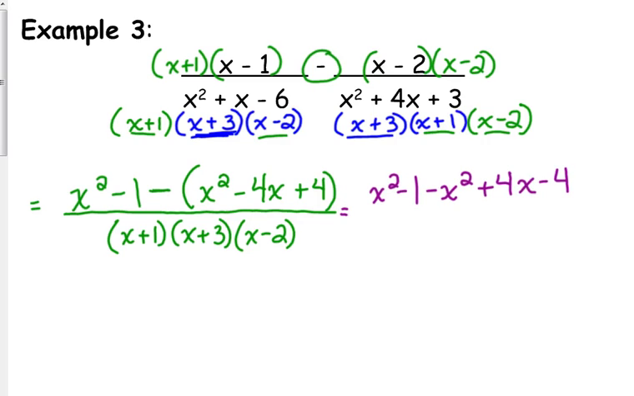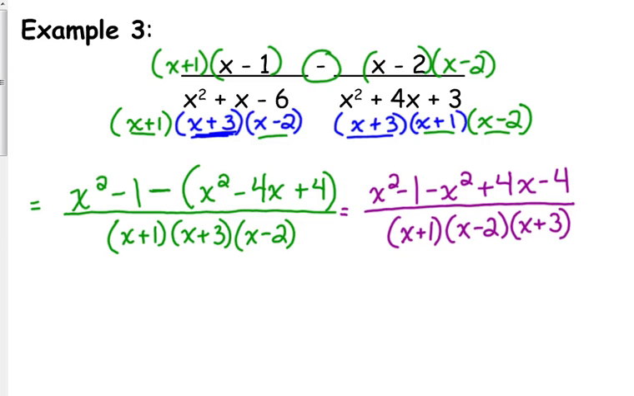So it becomes negative x squared plus 4x minus 4. And just because this is how my brain wants it to be, I'm going to write that as x plus 1, x minus 2, x plus 3. I like numerical order. It really doesn't matter. That's just me being weird.